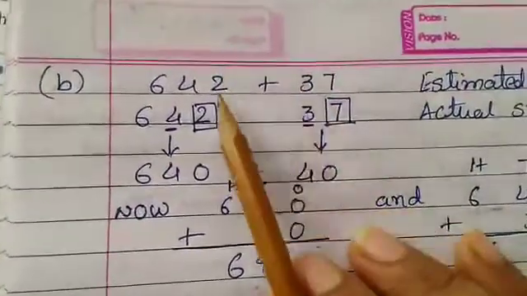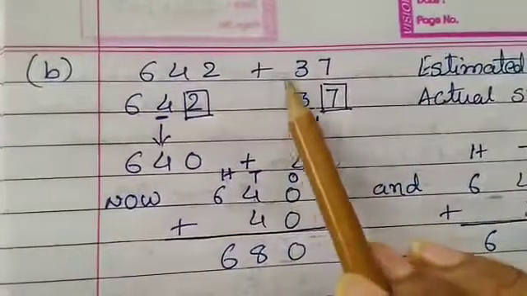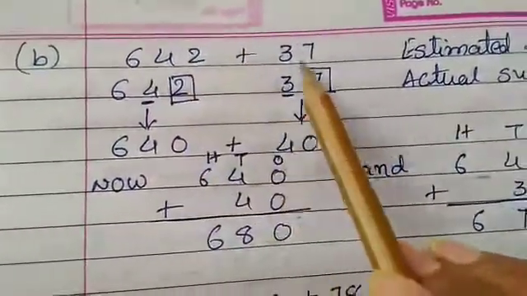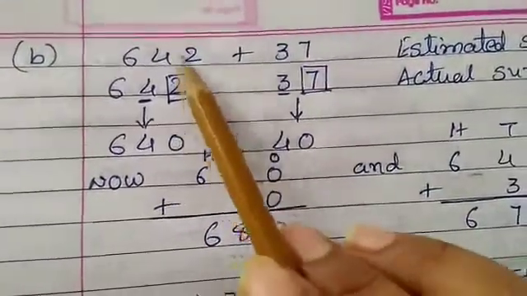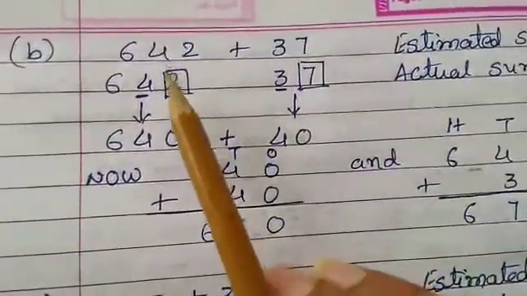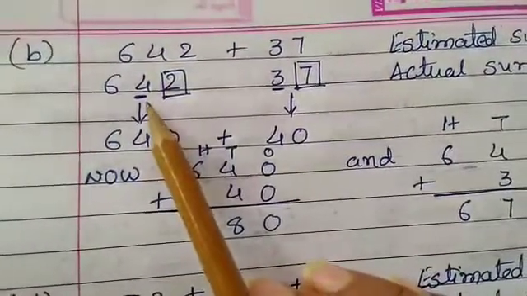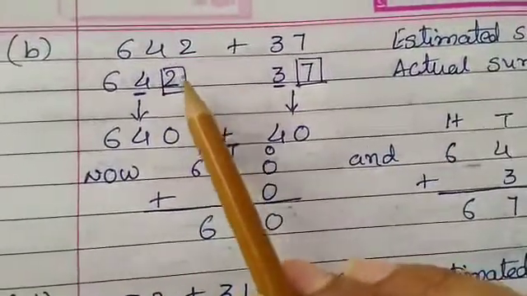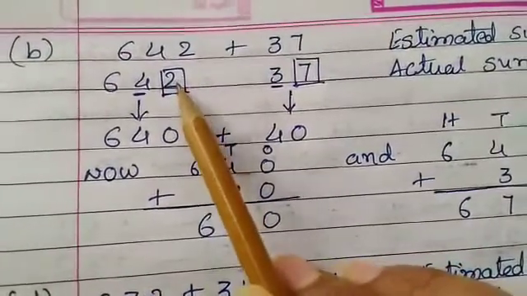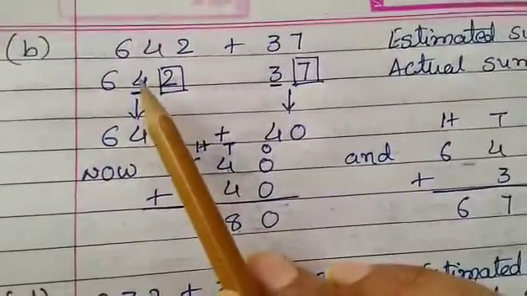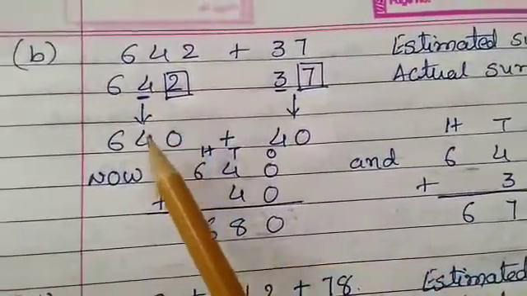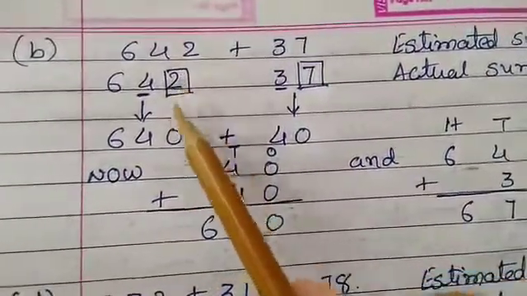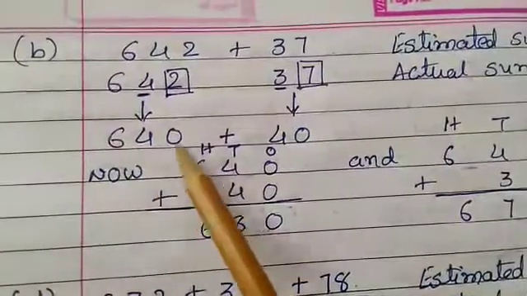Now B1, 642 plus 37. Dear students, here you are given a 3-digit number plus a 2-digit number, but we will round both the numbers to the nearest tens, and for that the same method will apply. The tens place digit will be underlined. Observe the ones place. The digit in the ones place is less than 5, so the tens place digit will not change. It means 4 will remain the same, 6 will come as it is, and the digit in the ones place will become 0. Means the answer is 640.